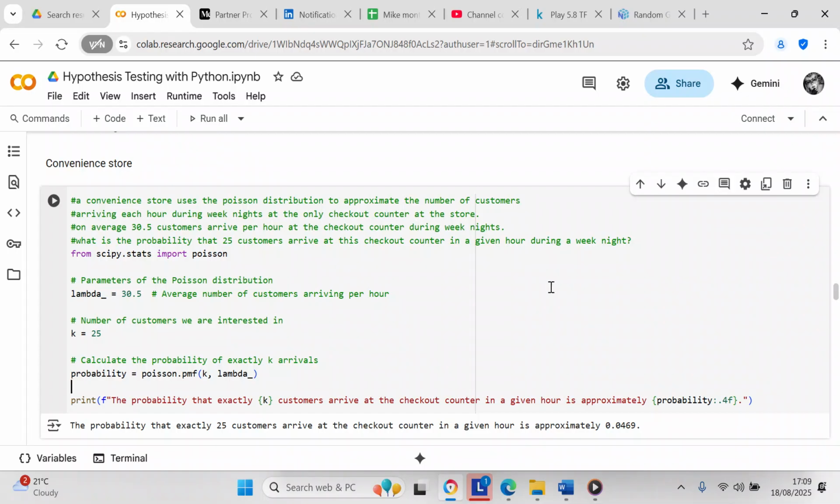And then we're going to print the probability that exactly 25 customers arrive at the checkout counter in a given hour, which is approximately 0.469. So that's a 4.69% probability.